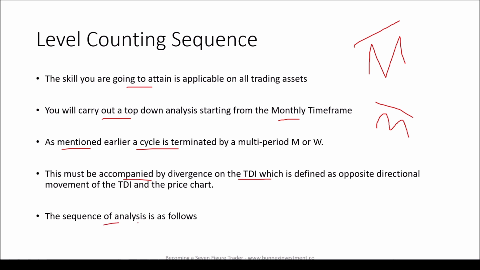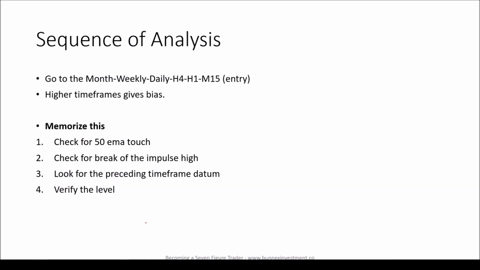The sequence of analysis is as follows. Firstly, we go on the monthly time frame, then to the weekly, daily, H4, H1, and then lastly M15 for entries. Why are we talking about these time frames? Because on MT4, MT5, these are the default time frames. But on TradingView, it's actually a different case. Higher time frames are meant to give bias so that we may see where the market is going, as you have seen in the previous chapters. You need to memorize this sequence.